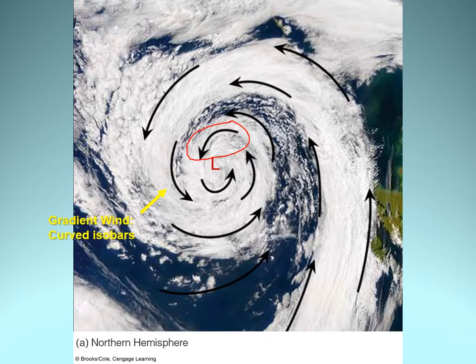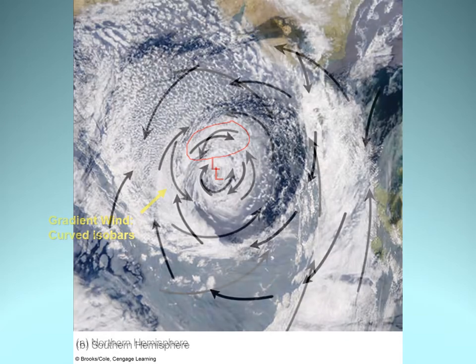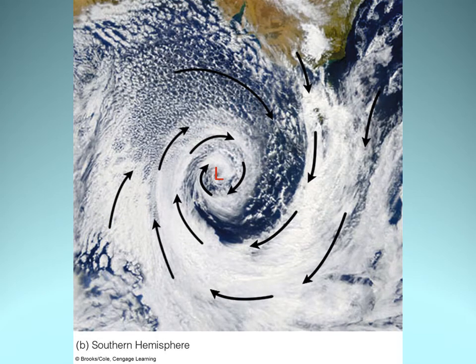So another term for curved isobars like this is a gradient wind. Gradient winds occur when we have just pressure gradient and Coriolis, and they're rotating in a circular fashion around a high or a low. This is a low pressure system in the southern hemisphere. This is south of Australia. Notice that the rotation is clockwise because we're in the southern hemisphere. And again, this is called a gradient wind.